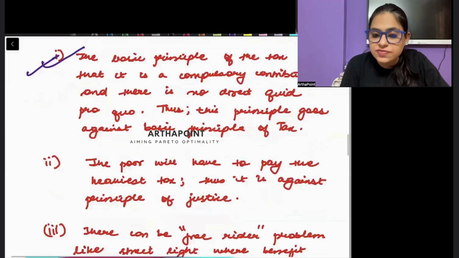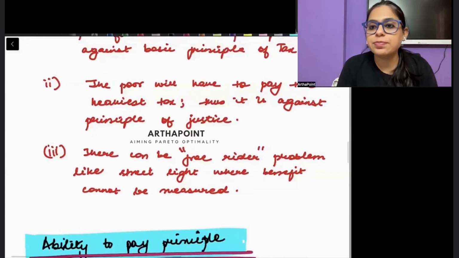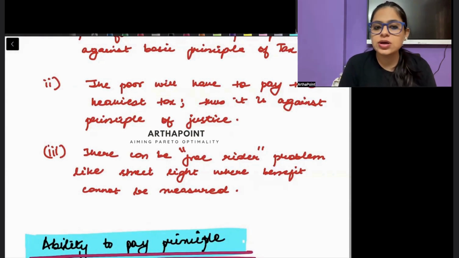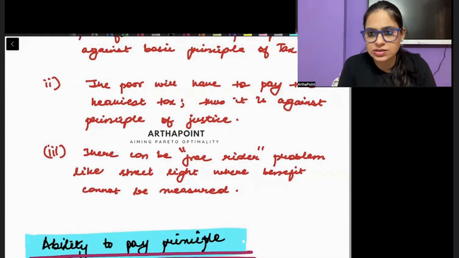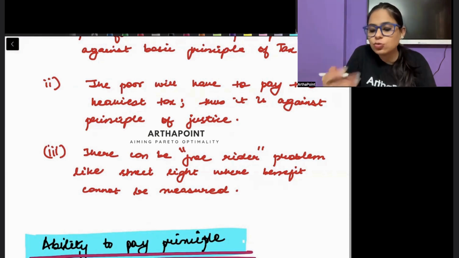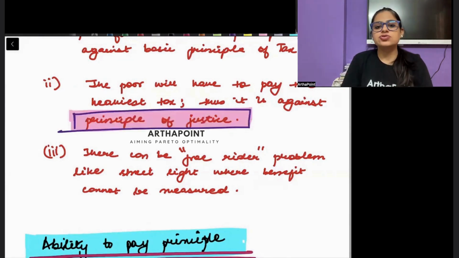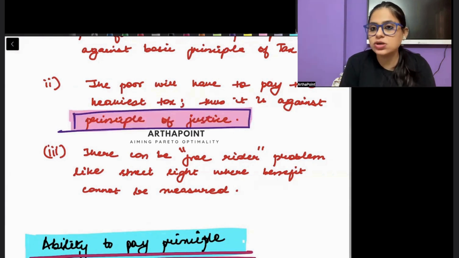Secondly, because we have gone ahead and said that poor people derive more benefit as compared to rich, they will be paying more tax. Heavier tax will be imposed on poor people. But that would be against the principle of justice. That poor is paying more tax than the rich.